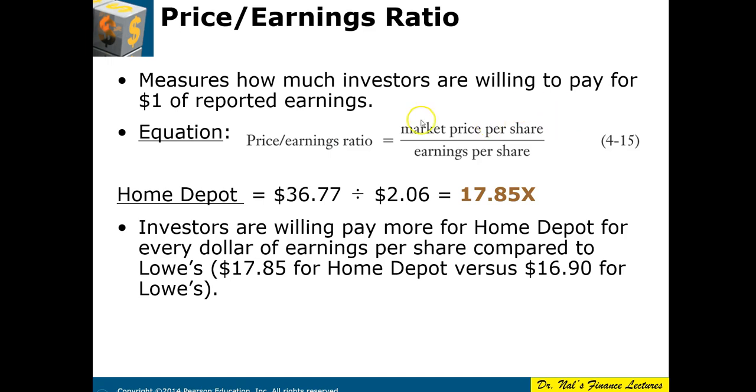Notice that the numerator, the stock price, is a figure that comes directly from the market. Now, this is different from what we did so far. All the figures in all the ratios that we had so far used to come from the income statement and balance sheet. Now, for the price earnings ratio, one of the figures comes directly from the market. So whatever the stock price is at the end of the year, that's the number that we plug into the formula.